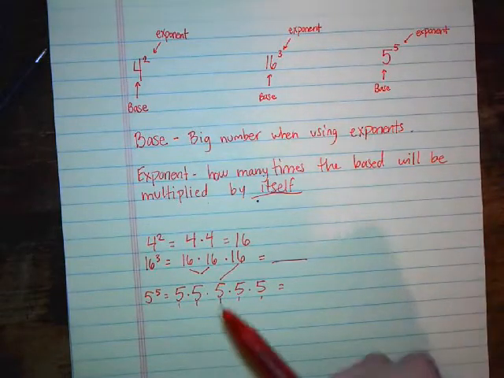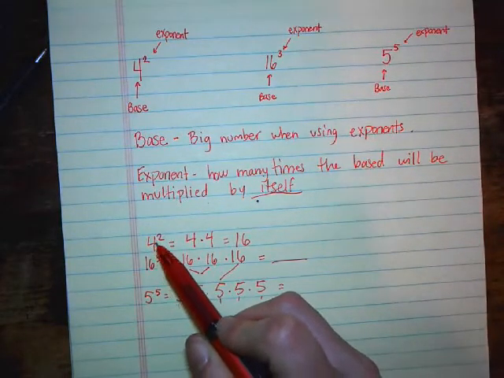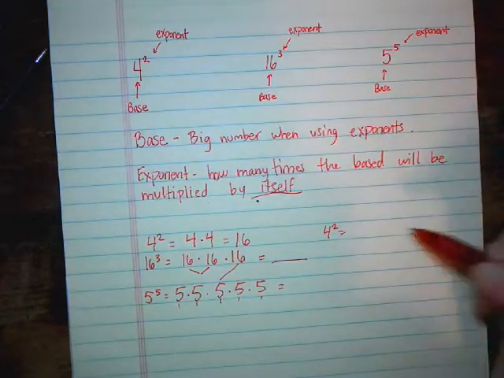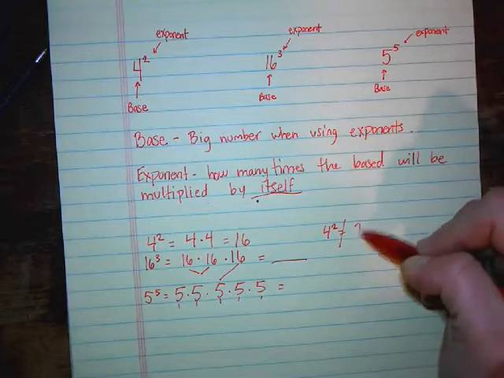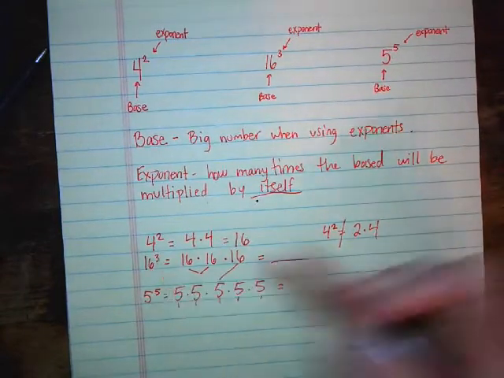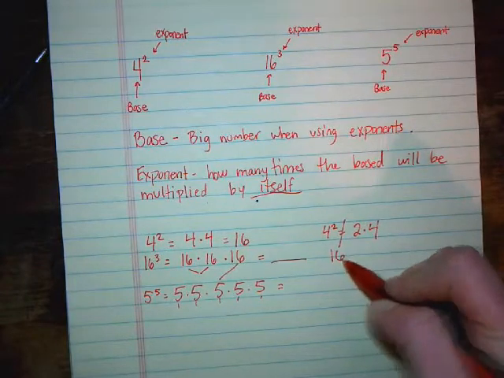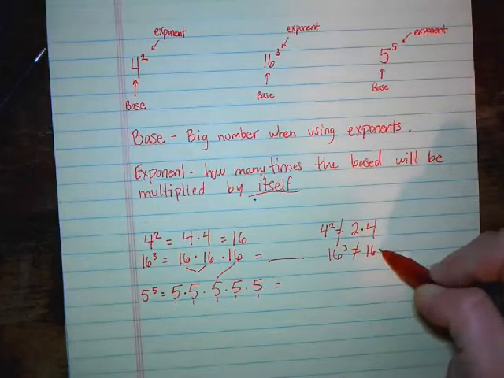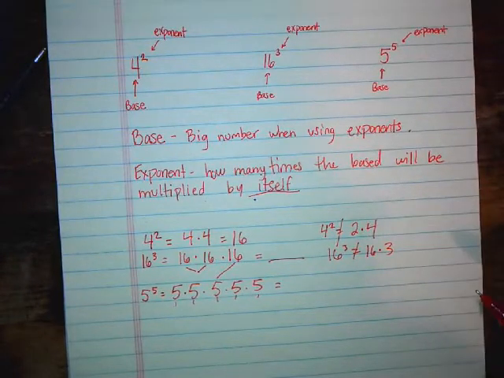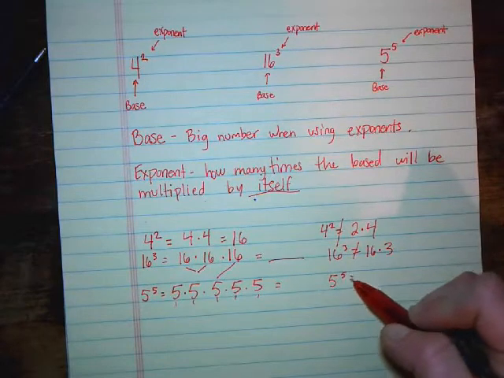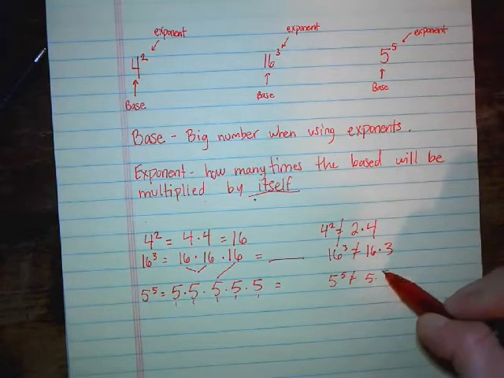One thing I want you to remember, if we were to look at 4 to the second power, this does not equal 2 times 4. 16 to the third power, it does not equal 16 times 3. And 5 to the fifth power, it does not equal 5 times 5.